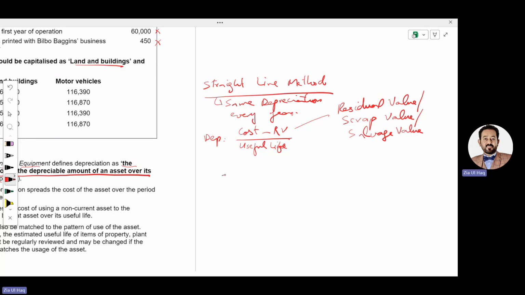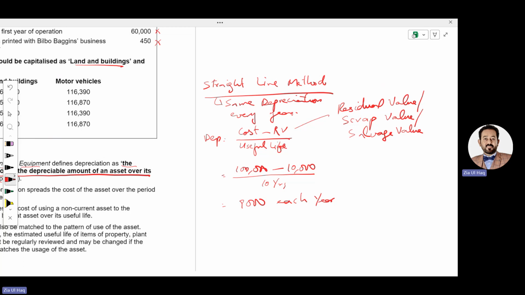So the asset cost is 100,000, and they have estimated we can sell this asset for 10,000. Okay. And its life they have estimated as 10 years. So what is depreciation? 90,000 over 10 years, 9,000 each year they need to depreciate. This is called the straight line method.